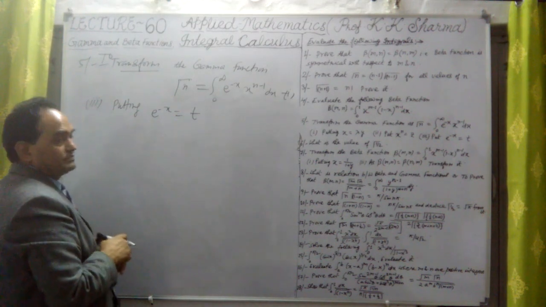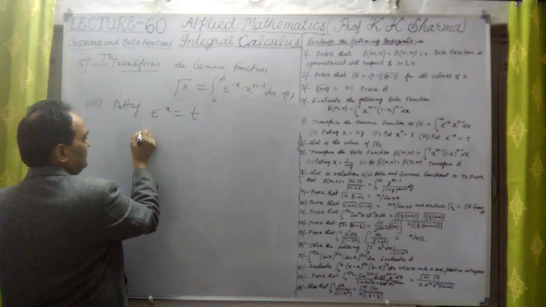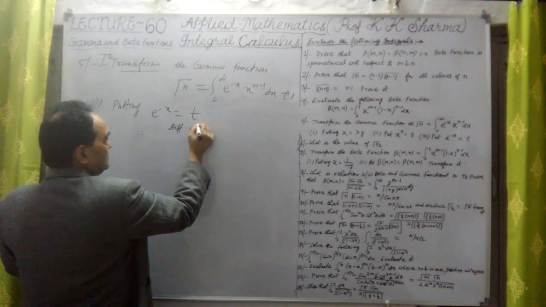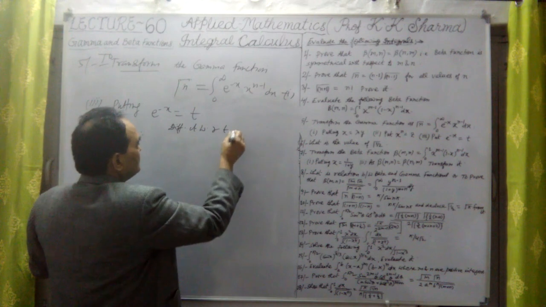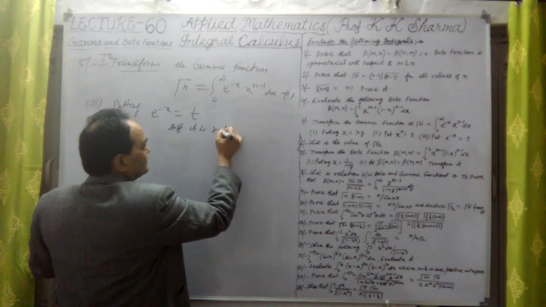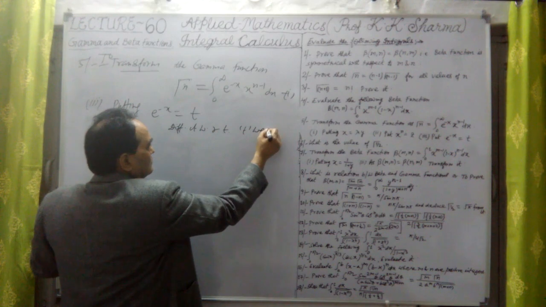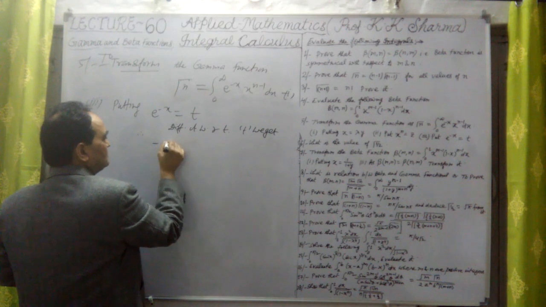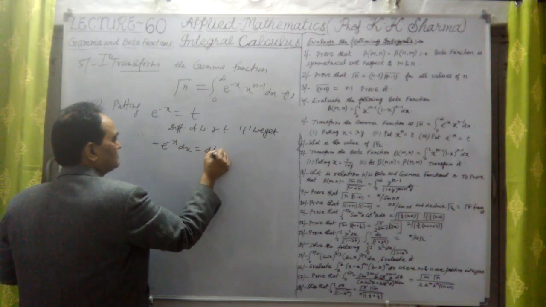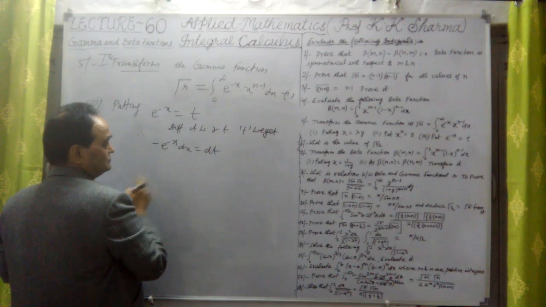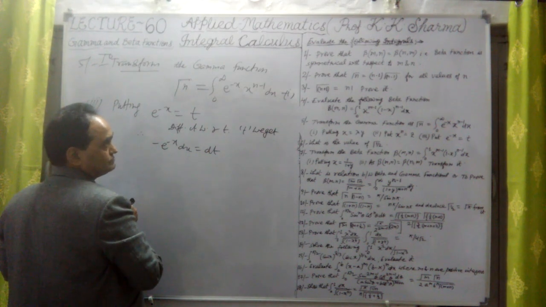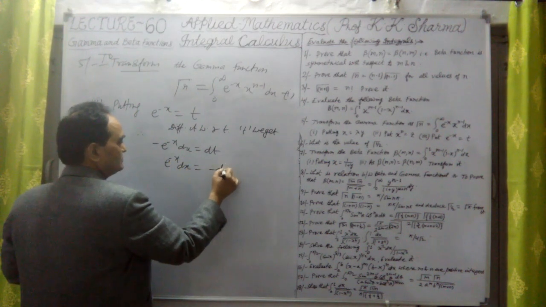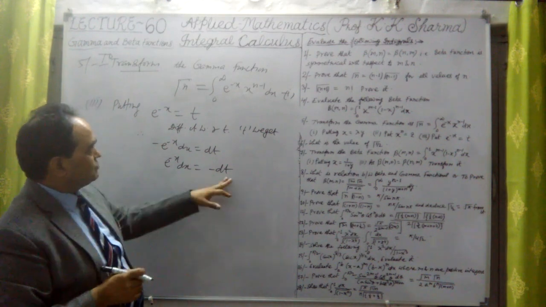No problem. Let me differentiate it with respect to t. What do we get? We get minus e to the power minus x into dx equal to dt. This is a differentiation. Or e to the power minus x into dx equal to minus dt.